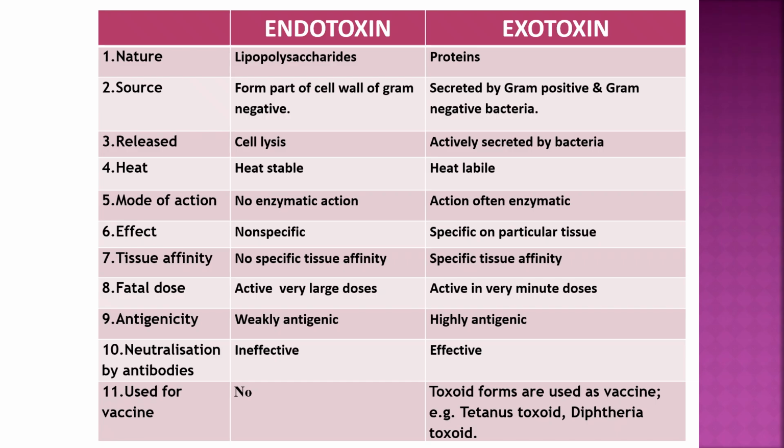Endotoxin is non-specific, no specific tissue affinity, active in very large doses and weakly antigenic, ineffective and not used for vaccine. Exotoxin has specific action on particular tissue, specific tissue affinity, active in minute doses, highly antigenic, effective by neutralization with antibodies, and toxoid forms are used as vaccine. Example, tetanus toxoid, diphtheria toxoid.